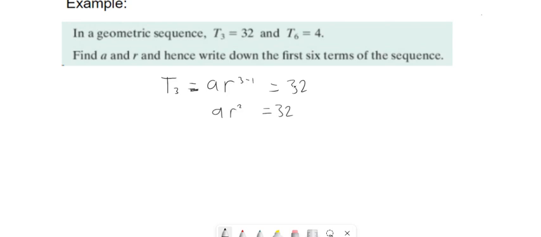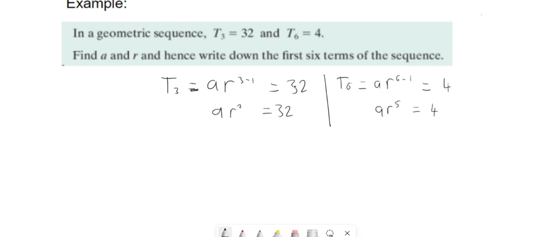And then if I do the same with T6, that has to be A R to the power of 6 minus 1, and that should be equal to 4. So A R to the 5 should be equal to 4.